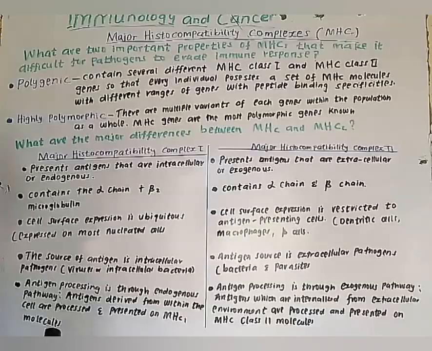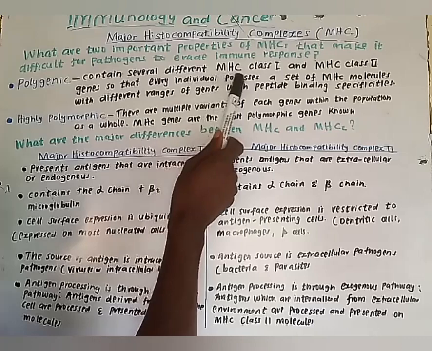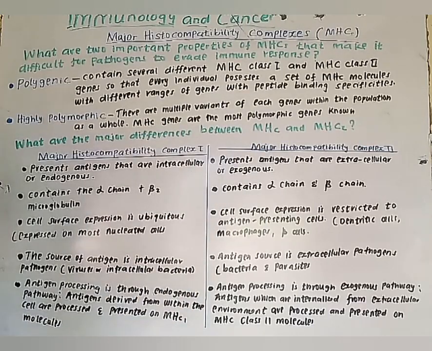So what are the two important properties of MHCs that make it difficult for pathogens to evade immune response? The first one is polygenic. They contain several different MHC class 1 and MHC class 2 genes, so that every individual possesses a set of MHC molecules with different ranges of peptide binding specificities. They are also highly polymorphic. There are multiple variants of each gene within the population as a whole. MHC genes are the most polymorphic genes.